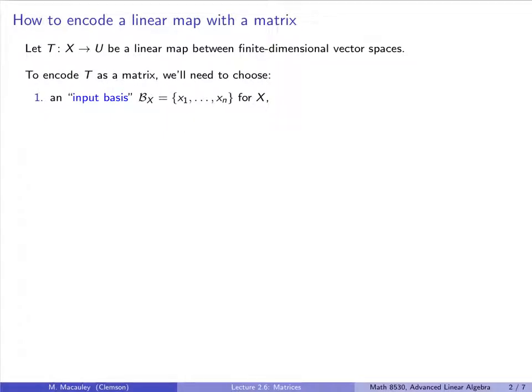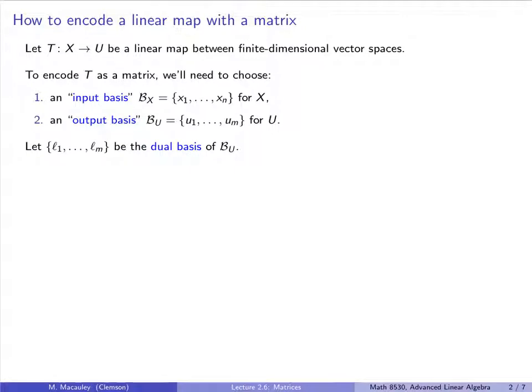To encode T as a matrix, what we need to do first is pick what I like to call an input basis for X, so we'll call that BX, and an output basis for U. So we'll call these x1 up to xn and u1 up to um. We will also need the dual basis of our output basis BU. So we'll call those covectors l1 up to lm.